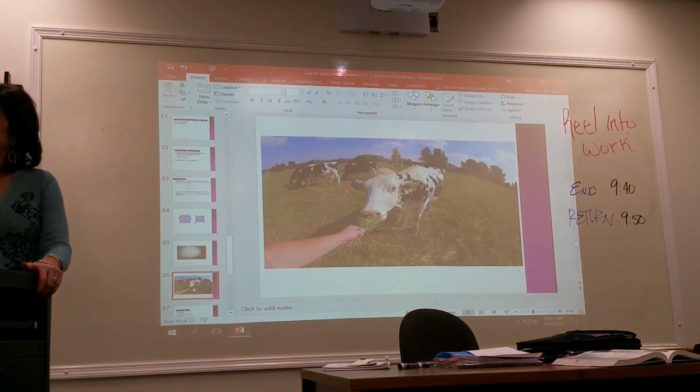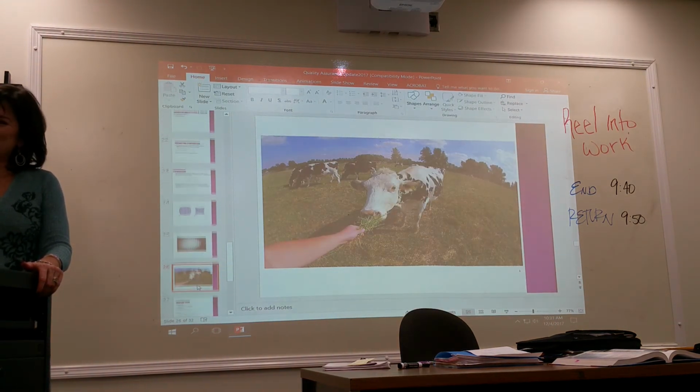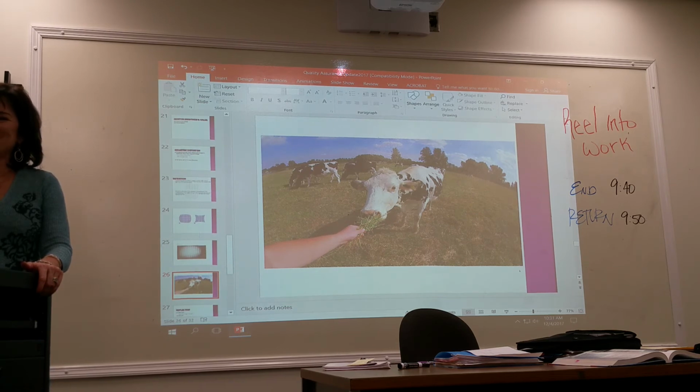What about this one? Pin cushion. Barrel? Barrel. That's barrel. It looks bigger here, smaller than the outside.